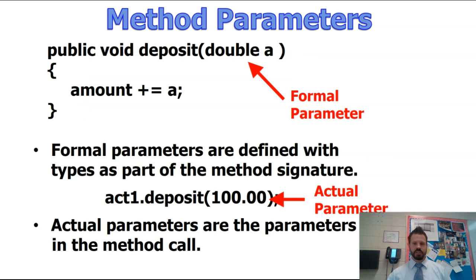There's two more definitions that we don't need, but we might use them a little bit. I'm going to say that the formal parameters are the parameters actually in the method signature. Okay, so those are the ones that are defined with type as part of the method signature. And then the actual parameters are the actual values that we pass in. The actual parameters are the parameters in the method call. Okay, so formal are in the signature. Actual are what we use when we actually call that method. So for example, here I could say account1.deposit(100). Okay, and this method would take whatever is stored as the amount and add the 100 to it.